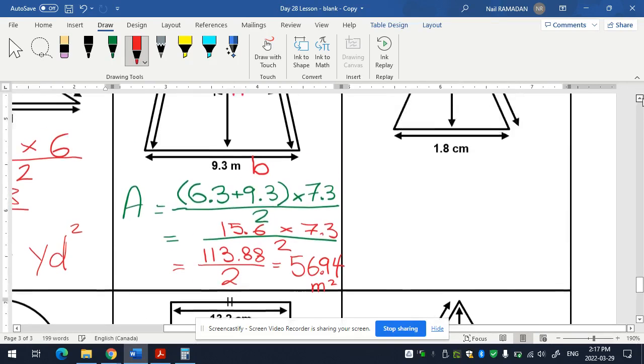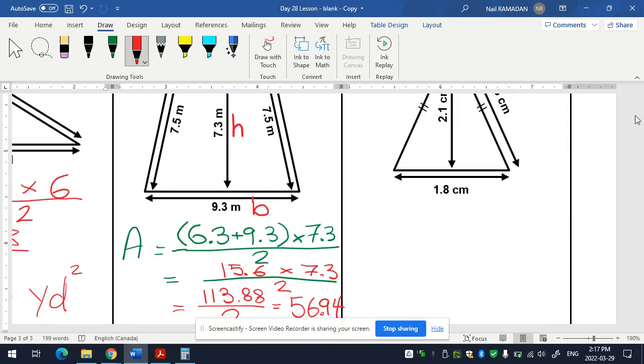Okay, what shape is this? Do I know how wide the base is? How big? 1.8. Do I know how high the top of the triangle is? Great, I got the two numbers for a triangle that I need. A equals base, which is 1.8, times height, which is 2.1, all divided by 2.